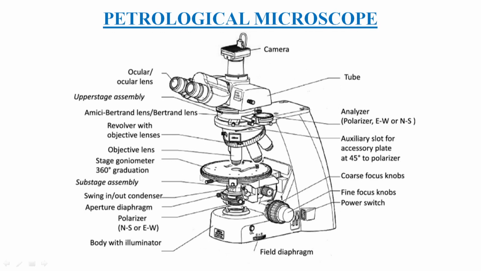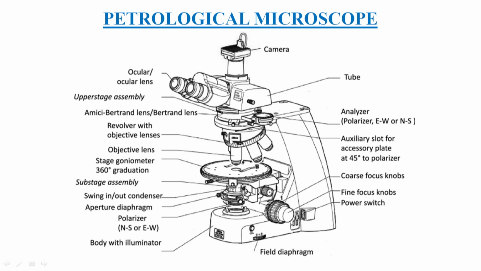For example, there is a stage like this with 360-degree graduation, and that is also referred to as a stage goniometer, through which you can measure different optical properties. Then you also have this objective lens, and depending on the scale of analysis, you can change the lens from, for example, 1x to even 40x for a normal petrological microscope.